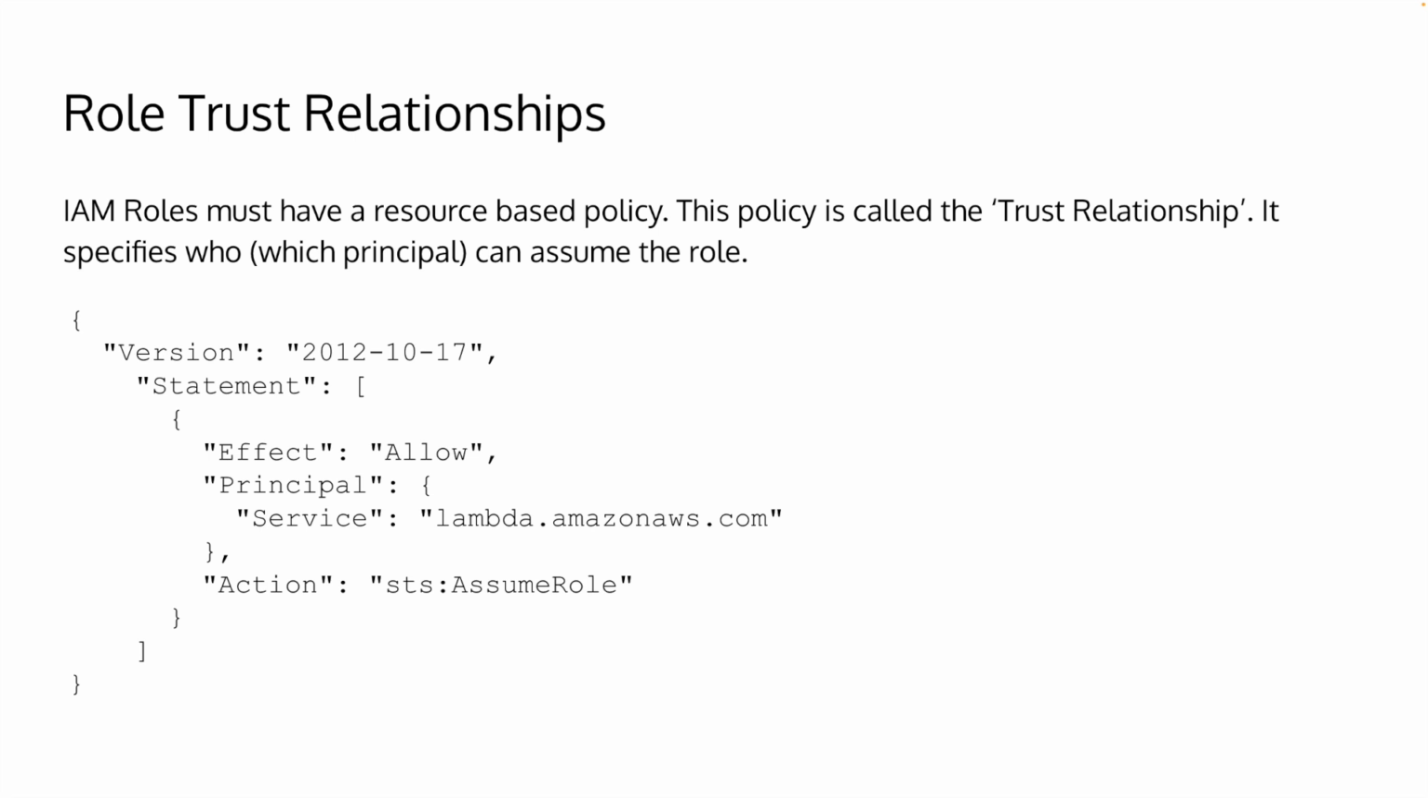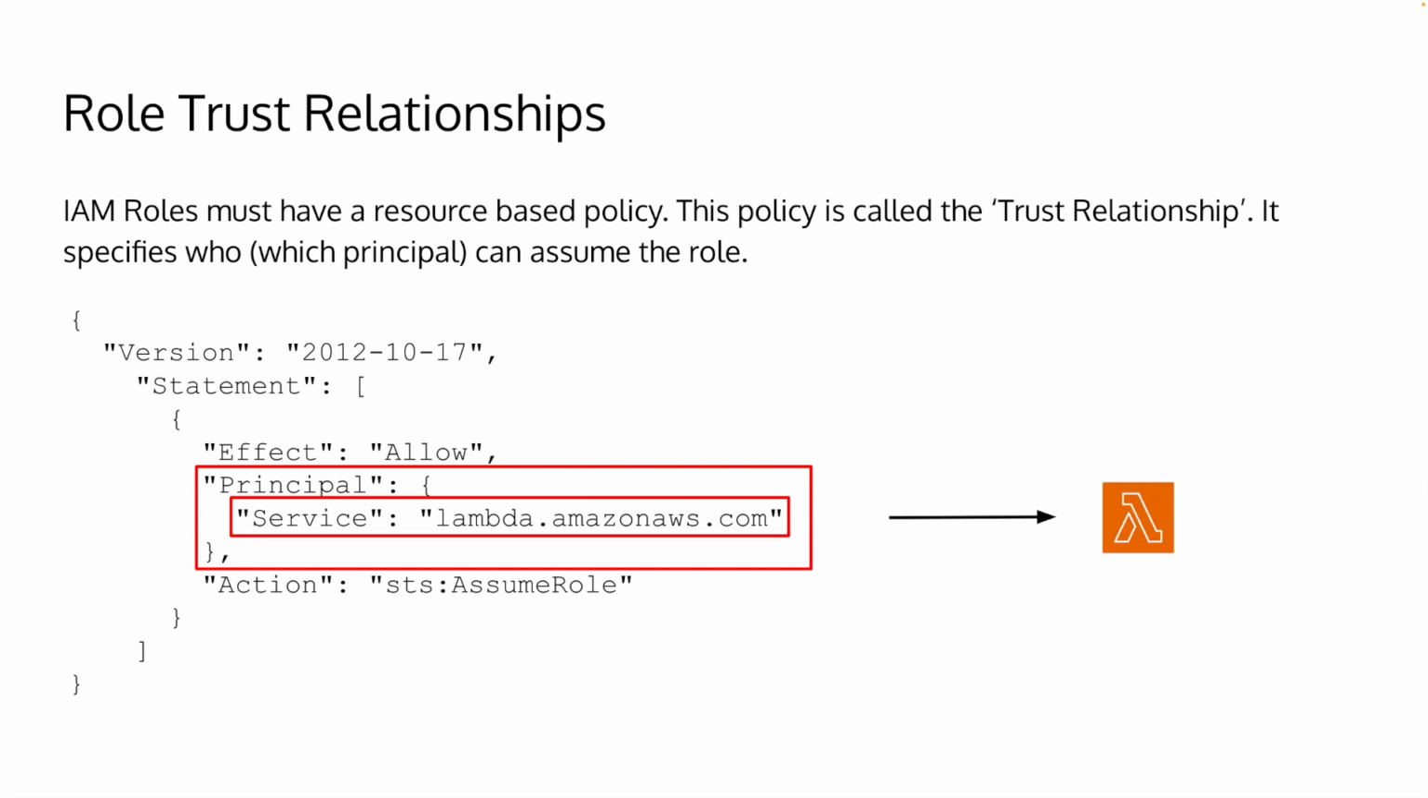This next example is almost the same, except it sets the principal to be a service principal. A service principal is an identifier for an AWS service and is used to grant the service the ability to assume the role. In this case, Lambda is able to assume the role when executing a Lambda function.